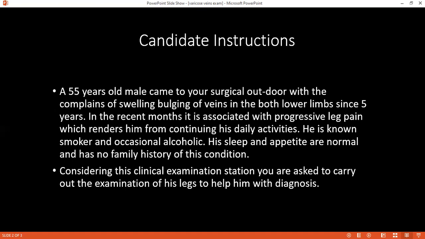And then I'll start palpating the pulses: dorsalis pedis at the lateral part between the first and second metatarsal space, posterior tibial behind the medial malleolus, then popliteal in the popliteal fossa, and femoral at the mid-inguinal point. I will also auscultate for bruits.